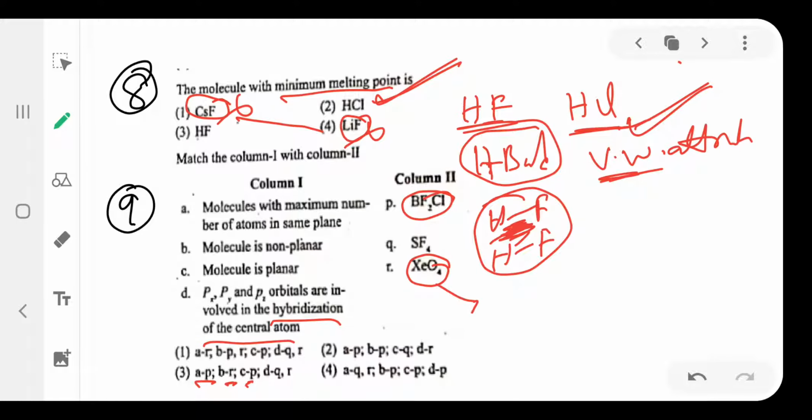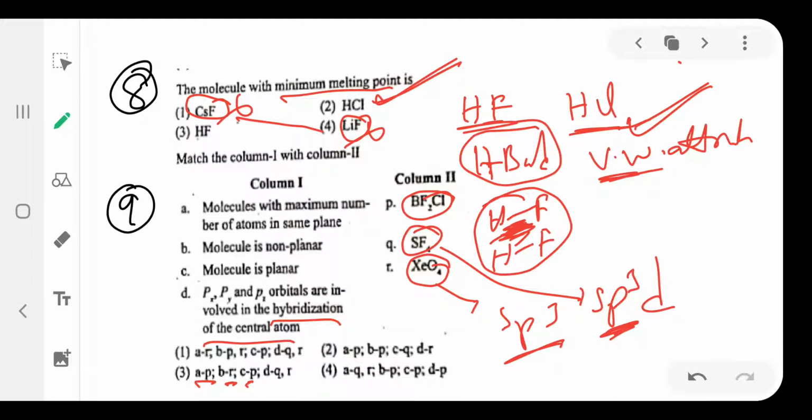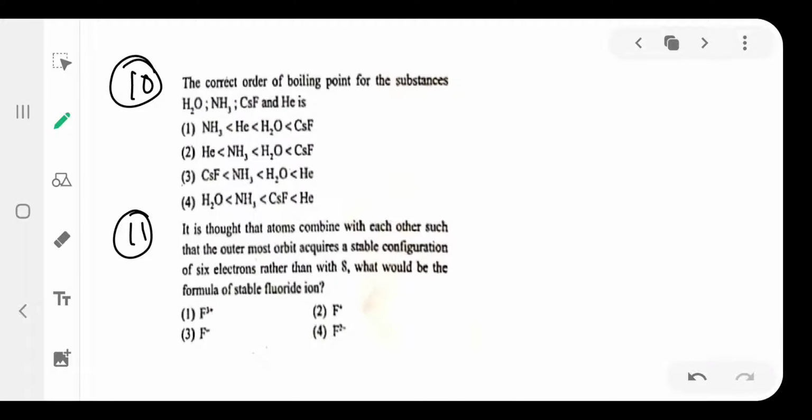Next, Px, Py, Pz orbitals involved in the hybridization. Here sp3 hybridization, here sp3d hybridization. So 3 p orbitals, Px, Py, Pz, are involved. That's why in two compounds Px, Py, Pz orbitals are involved. That's why D is equal to Q and R. So option is 3. Next question number 10. The correct order of boiling point of the substances H2O, NH3, CsF and He.